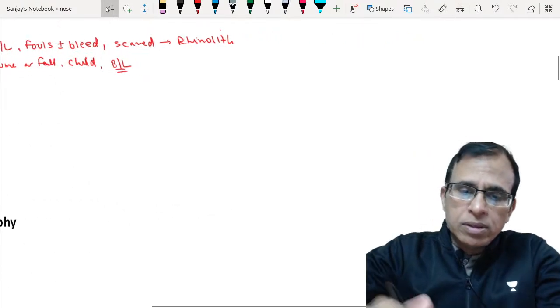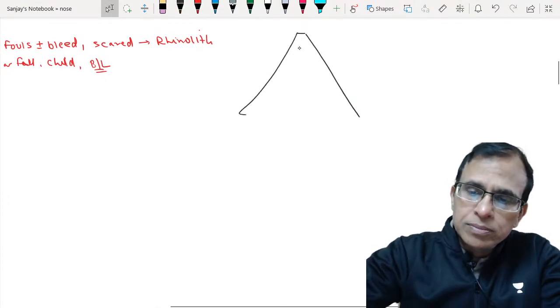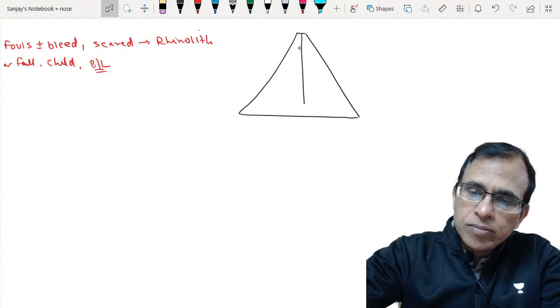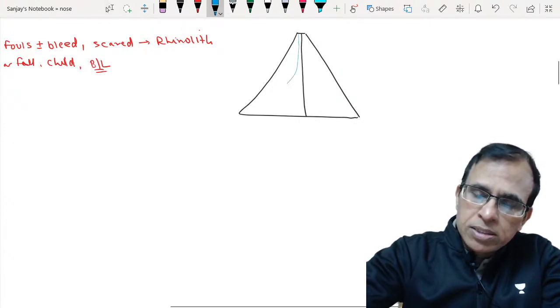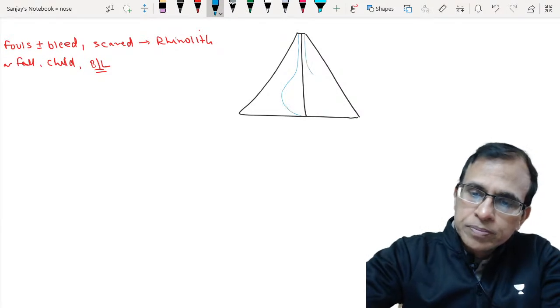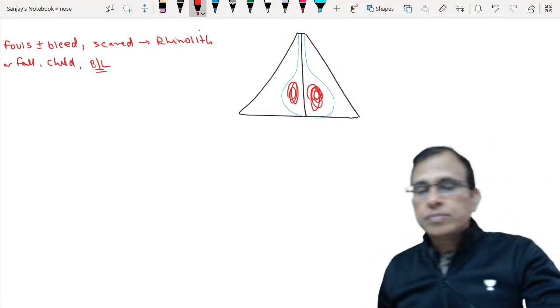So there's going to be a swelling on the septum on both the sides. I always draw the septum like this. So when there is a swelling on the septum due to hematoma, there is a blood collection here and a blood collection here, bilateral.